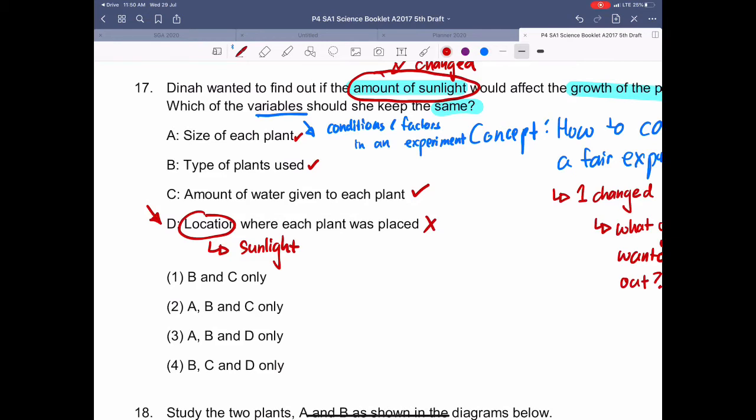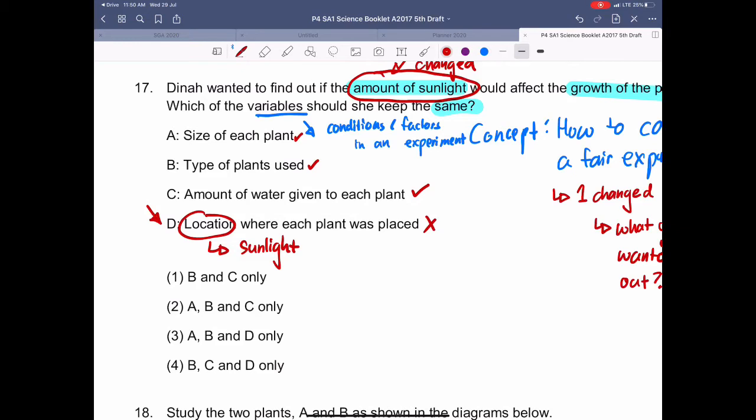Because even with location, I'm very uncomfortable with the fact that they use the word location to relate to sunlight. Here is why. Imagine you put one pot of plant in the lab and one pot of plant in the open. Besides amount of sunlight, can you think of other factors that would be different? Yes, Ethan? Whether the temperature is higher in the open. Exactly, that's what I meant.